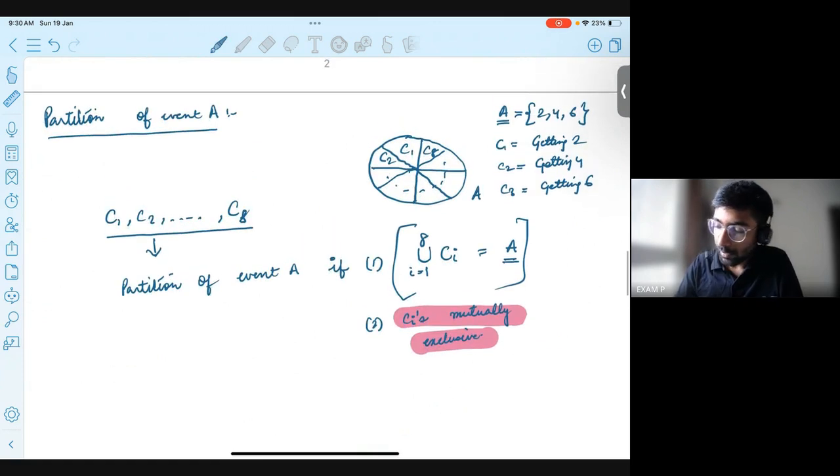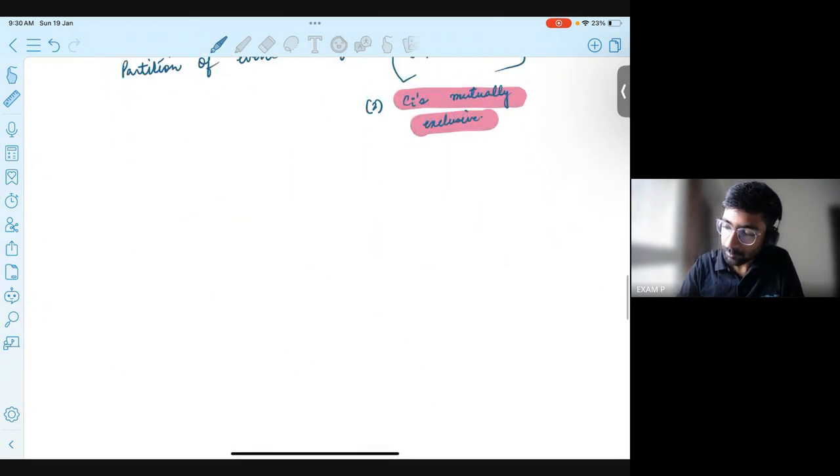Is this okay? For something to be called a partition, the union should give you the bigger set and they should be mutually exclusive. The different events that constitute the partition, they should be mutually exclusive.